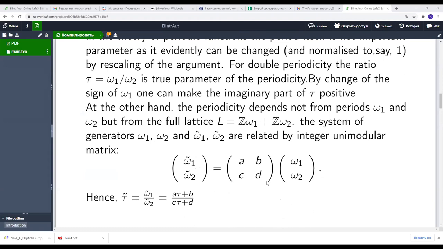Here A, B, C, D are the matrix elements of this matrix. This produces an action of SL2(Z). So my parameter is tau, and tau tilde is nothing more than (A tau plus B) over (C tau plus D). Okay? So if I want to study lattices in C, then I have reduced it to the following question. I have the upper half plane. I have an action of SL2(Z), unimodular integer matrices, two by two, on it. And I want to study this action and so on.